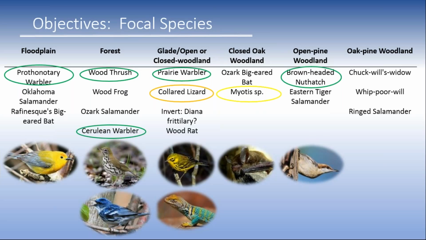and we also tried to make sure we captured a range of taxa and not just birds. And so you can see these species below. We've got the prothonotary warbler for the floodplains, wood thrush and cerulean warbler for the forest, prairie warbler and collared lizards for the glades and open closed woodlands. And then the team actually decided to try for an Ozark big-eared bat model for the closed oak woodland, but the data just weren't there to model that species, and so we actually ended up creating a kind of generic biota species. And then finally, the brown-headed nuthatch for open pine woodland.